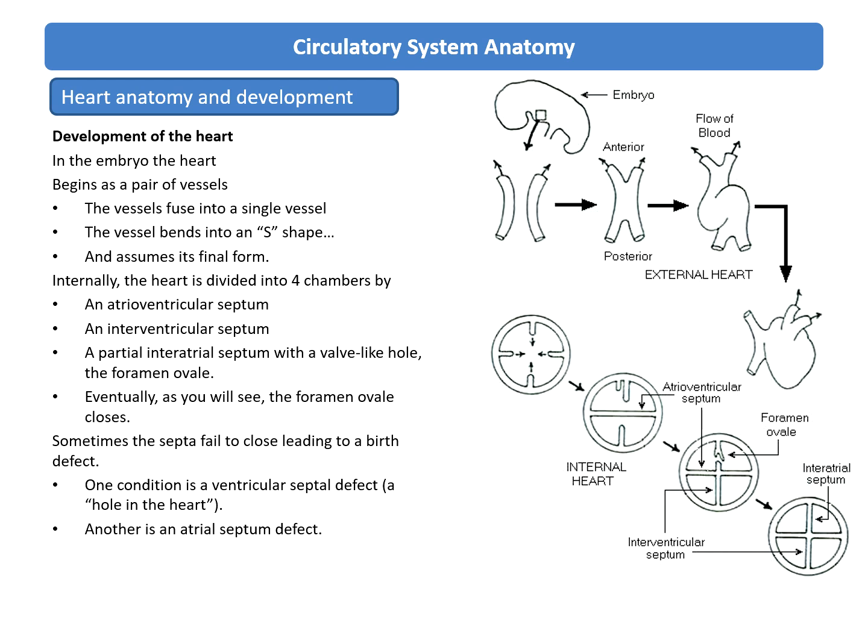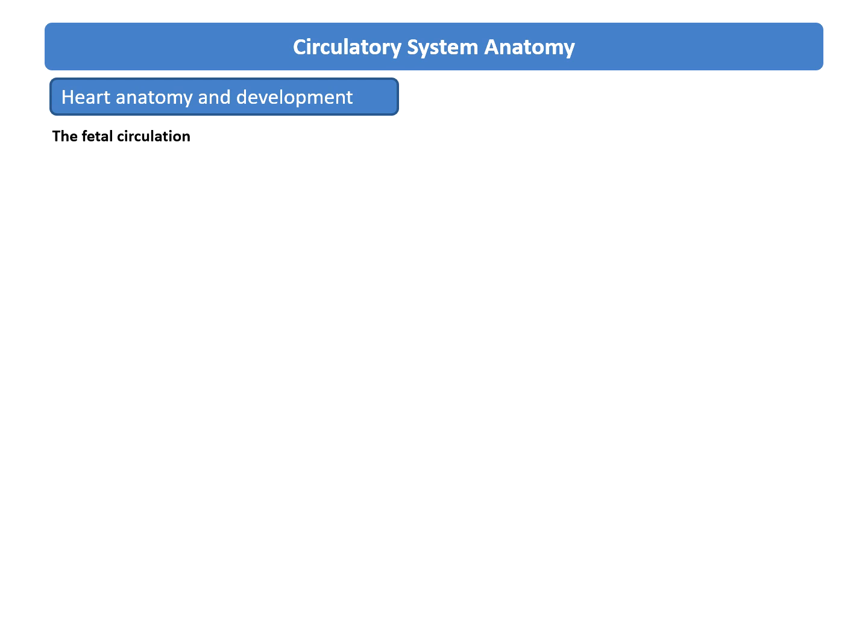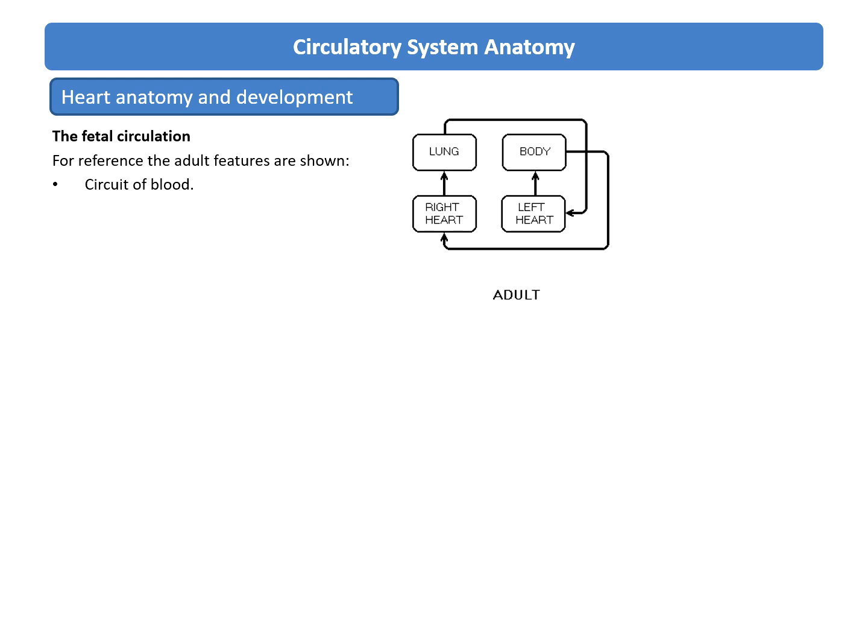Another is an atrial septum defect in which the atria fail to close. Again, blood can flow between the two atria, impacting the flow of blood to the body and the lungs. Let's look at the fetal circulation and the changes that take place at birth. For reference, the adult features are also shown. For example, the circuit of blood. Remember, it flows from the right heart to the lung and back to the left heart. From the left heart, it flows to the body and back to the right heart.